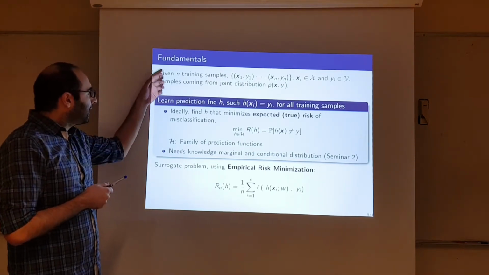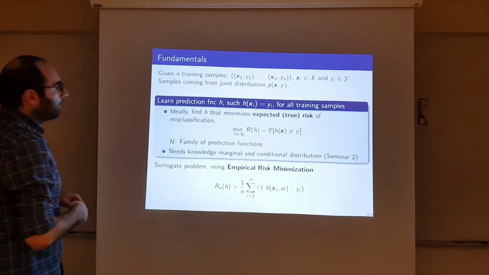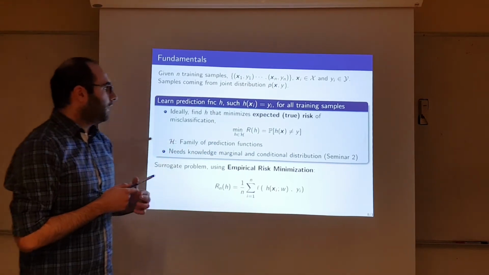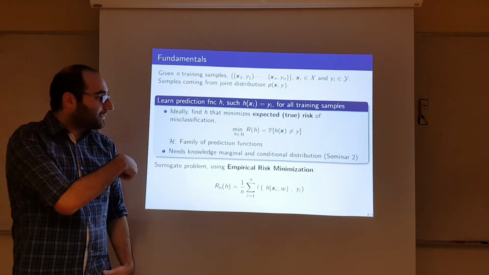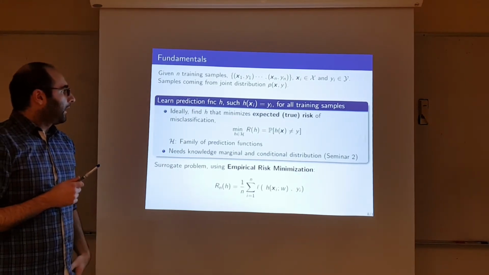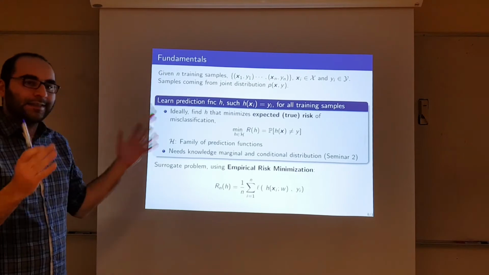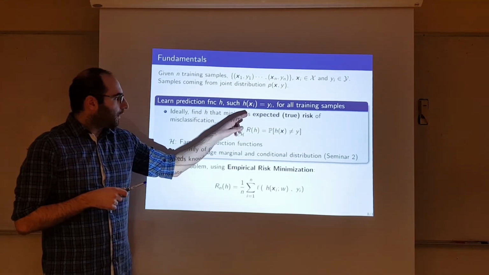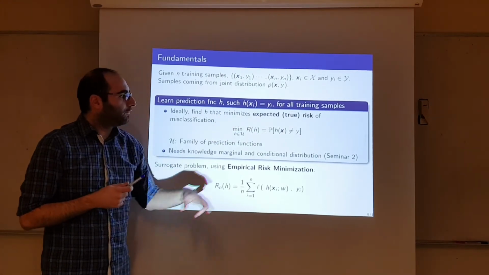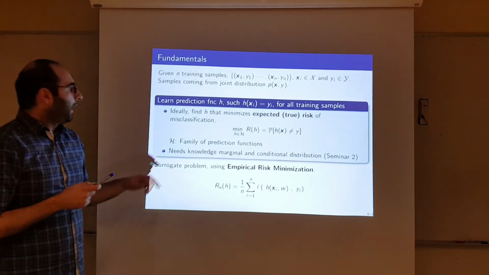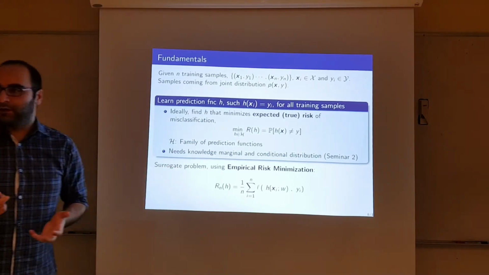So let's say that we are given n training samples, pairs xi, yi, right? And both are coming from a joint distribution, pxy. This has also been said in seminar 2, but this is more applied to these neural networks. And the goal here is, as I was saying, we want to learn that prediction function h, which models this whole system from input to output, such that h of xi equals yi. So basically, for each sample, we can predict each sample correctly for all these training samples, for all i. And then ideally, we want to find the function h that minimizes the expected risk, or what we call the true risk.